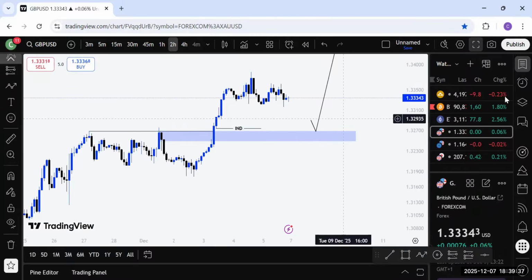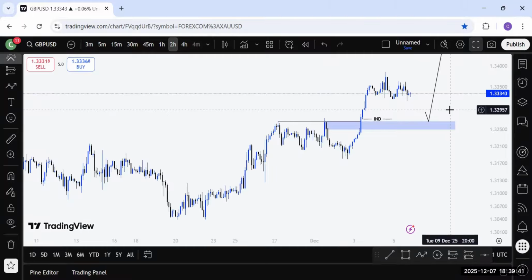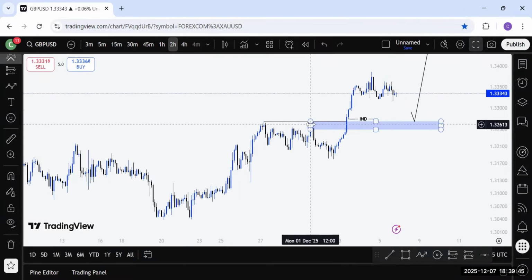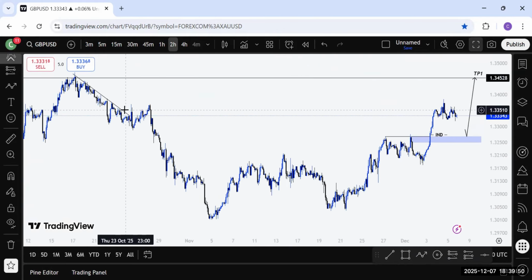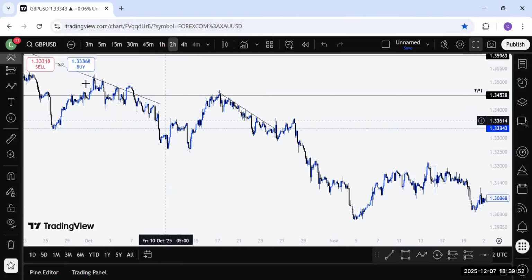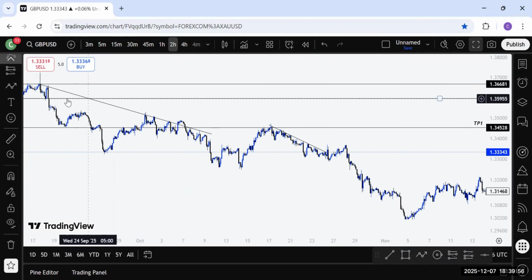And on GBPUSD, my bias is bullish. So GBP has been buying, I've been bullish on GBPUSD. If you watch my previous video, I told you guys I was bullish on GBPUSD, so I'm just buying on GBPUSD. And my target is to take out this liquidity over here. This is my target. And there's another liquidity over here, which I don't know where market will take it out, but my overall bias on GBPUSD is bullish.